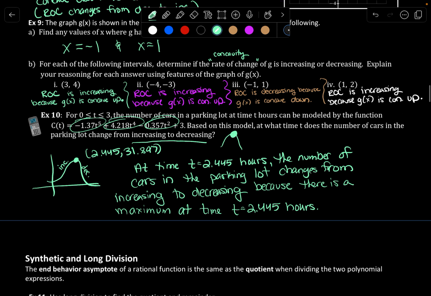And if you're like, how do you know what to say? Well, go back to the question and just repeat what they're telling you. You're justifying the number of cars in the parking lot changing from increasing to decreasing. So I literally just copied and pasted it to justify that. And my reasoning is because there is a maximum there.